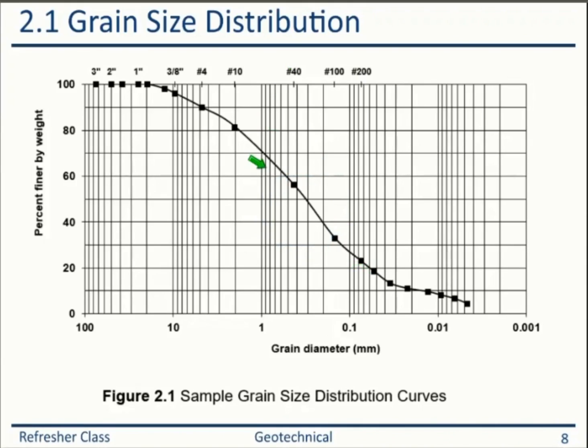So these are different sizes. So basically a gradation curve is a plot of the grain size with respect to the percentage finer from the sieves.